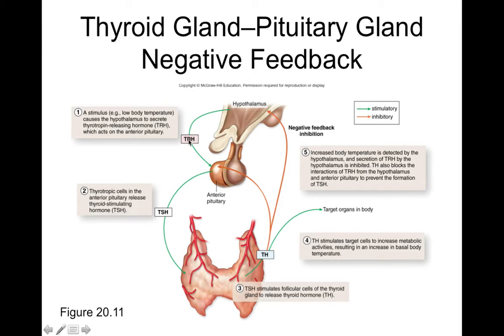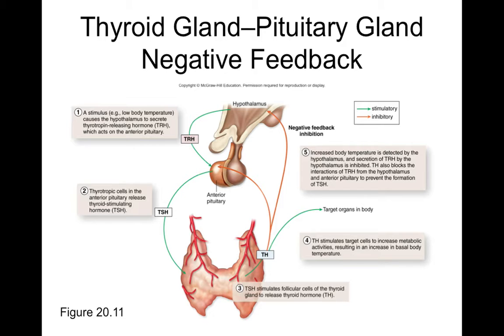So if TRH stimulates the anterior pituitary to release TSH, and TSH stimulates the thyroid to release TH, well, we don't want thyroid hormone levels to get too high, so eventually, when high enough, this thyroid hormone will inhibit the hypothalamus and anterior pituitary from releasing their thyroid-related hormones, which eventually decreases the amount of thyroid hormone released by your thyroid gland, and therefore lowering or at least stabilizing thyroid hormone levels in your body.